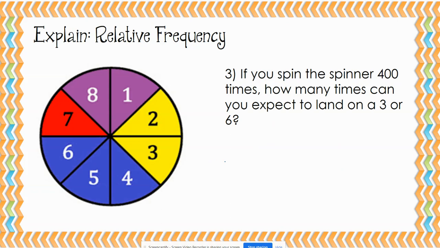Number 3 asks, if you spin the spinner 400 times, how many times can you expect to land on a 3 or a 6? When I look at my spinner, I see that there is 1 3 and there is 1 6. So that means that there are 2 total spaces on the spinner that would be favorable outcomes. So the probability of landing on a 3 or a 6 is 2 out of 8. Well, 2 out of 8 can be simplified to 1/4. If I'm going to spin my spinner 400 times, I'm going to take this relative frequency of 1/4 and multiply it by 400. Well, we just did that, and we know that when we multiply 1/4 times 400, we get 100. So if we spin the spinner 400 times, we would expect to land on a 3 or a 6 100 times.